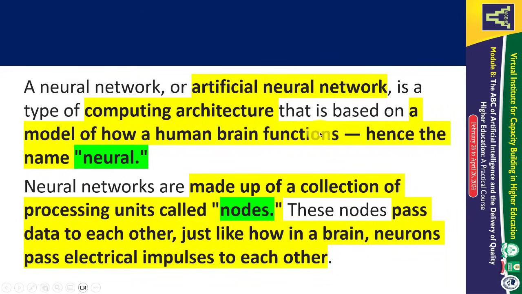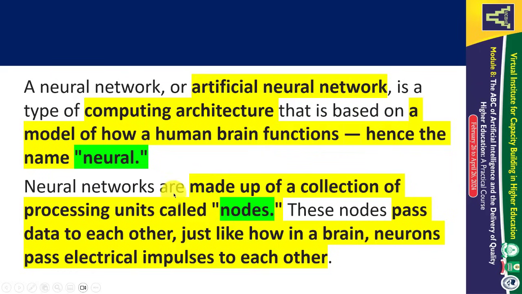So, what is an artificial neural network? In this case, an artificial neural network is a computing architecture that tries to model how a human brain functions. I told you, you have the nervous system, you have the neurons, and the signals pass, jump through the synapse and go to the other neuron, and all of that kind of thing.